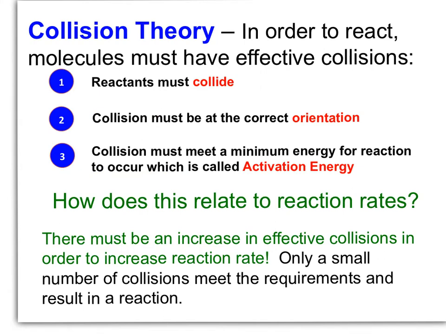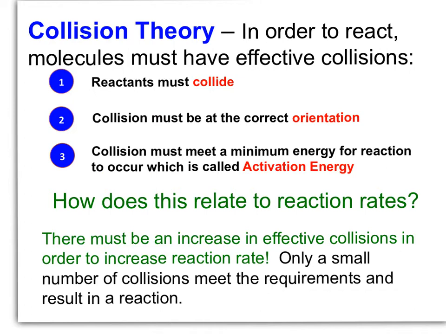Now there's a very important theory called the collision theory that basically says in order for molecules to react, they have to have effective collisions. And there are three criteria that must be met for an effective collision to occur. Reactants obviously have to collide with one another, but they also must collide at the correct orientation, angle, and they must meet a minimum energy for the reaction to occur, which is called activation energy.